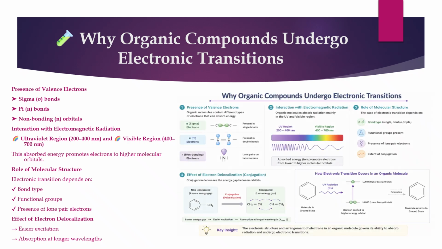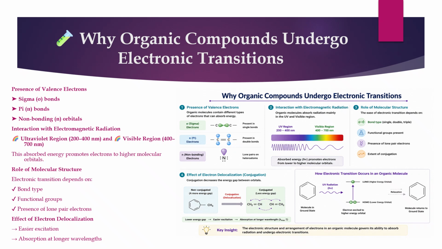Now, let us understand why organic compounds undergo electronic transitions. As shown in the image, organic molecules contain different types of electrons, such as sigma electrons, pi electrons, and non-bonding electrons. These electrons can absorb energy when UV or visible radiation falls on the molecule. Once sufficient energy is absorbed, the electrons move from lower energy orbitals to higher energy orbitals. The image also shows electron movement within the molecule, which represents excitation.